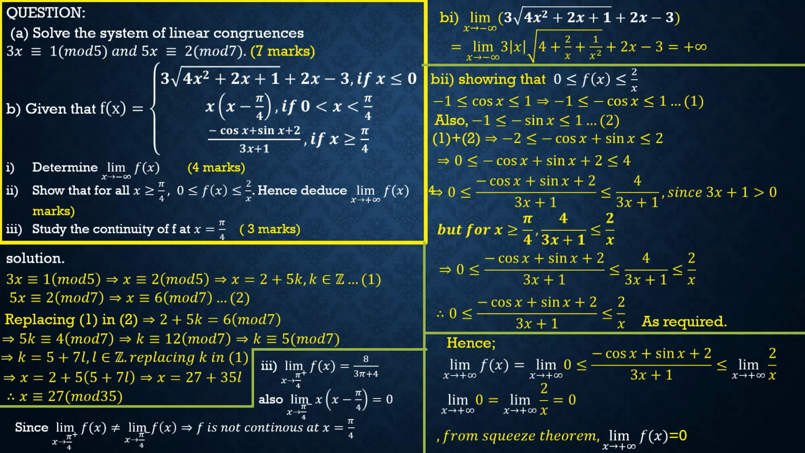Now what do we see? We see that the left limit is not equal to the right limit, and hence f is not continuous at x equal to pi on 4. So that is what was entailed for you to do in this problem.